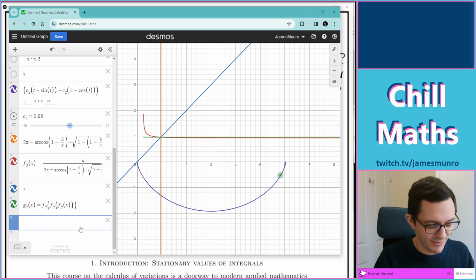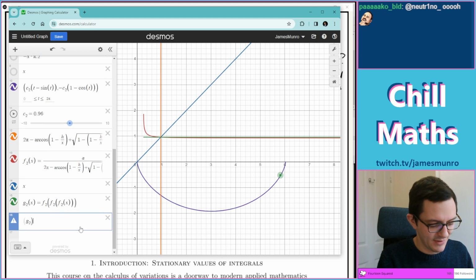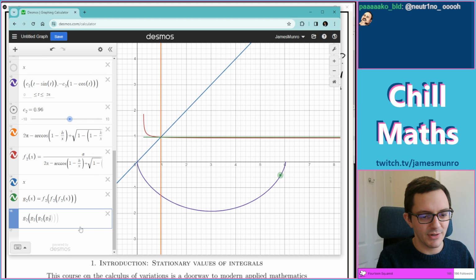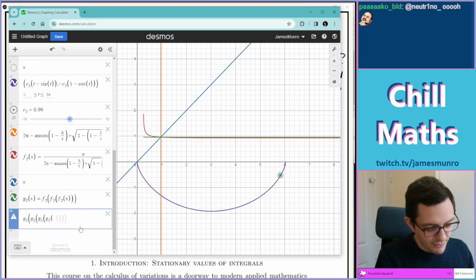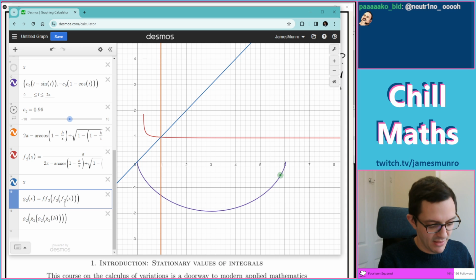It's again my trick of getting it to apply lots of times, but without typing it lots of times. I'm so lazy. G2 of G2. I mean, I'm typing a lot of G2s now, so I have some amount of regret, I suppose. H? Yes, that's a number that's about 0.96. I think we might be there. We might be there, chat.